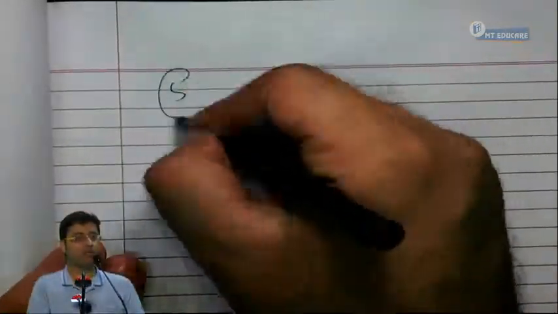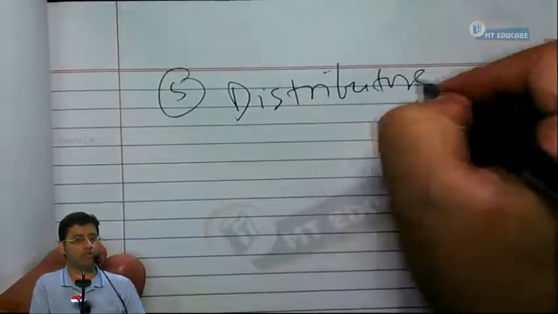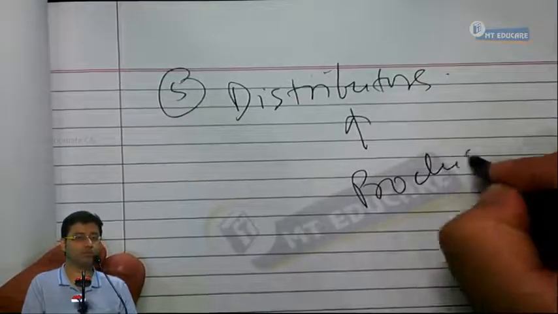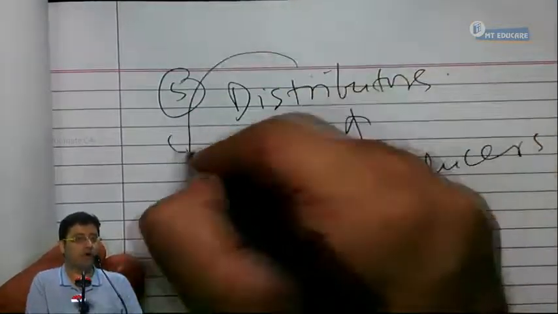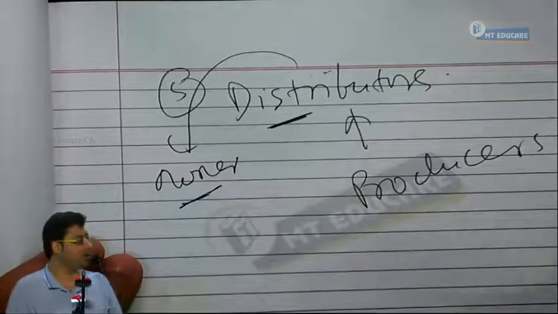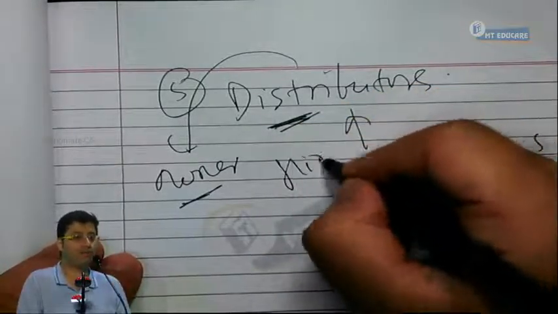Cinema owners purchase movies from distributors. Distributors purchase movies from producers. So now an auditor is doing the audit of a cinema hall owner. He has to verify the agreement between the distributor and the owner. There is a film hire agreement. It is called what?